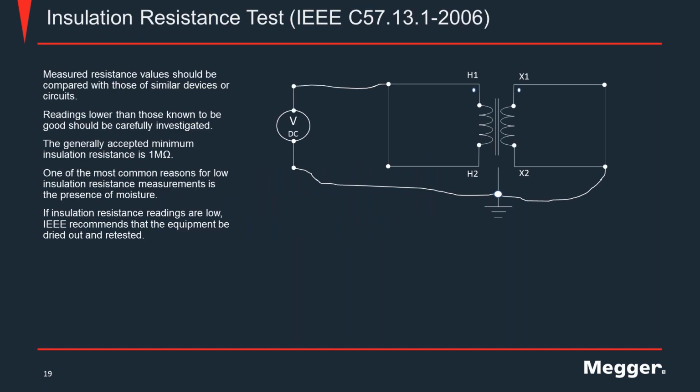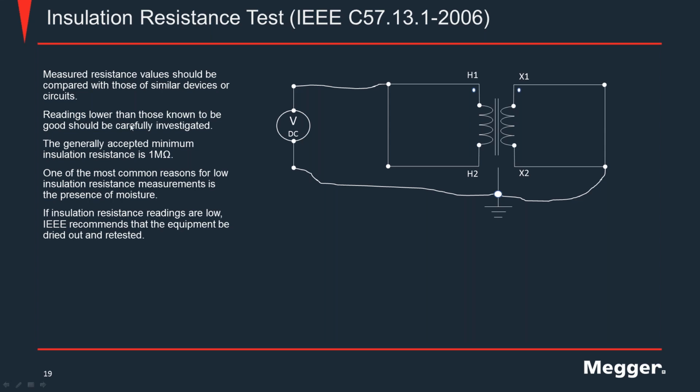Now, how do we do the insulation resistance test? This method is based on IEEE C57.13.1-2016. So as I mentioned a while ago, we do the primary to ground insulation, we do the secondary to ground insulation, and we do the primary winding to secondary windings test.